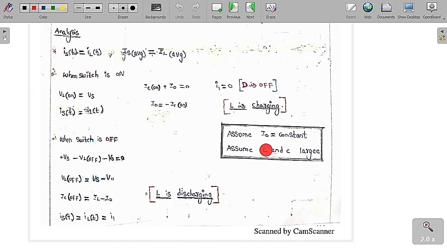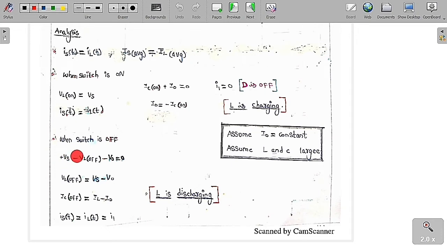I have already told you I am going to assume that I0 is a constant value. The load current is a constant value, and I have also assumed that the L and C are larger than the critical inductance and the critical capacitance. Then only continuous conduction is possible for the inductor current and also the output voltage, the capacitor voltage.